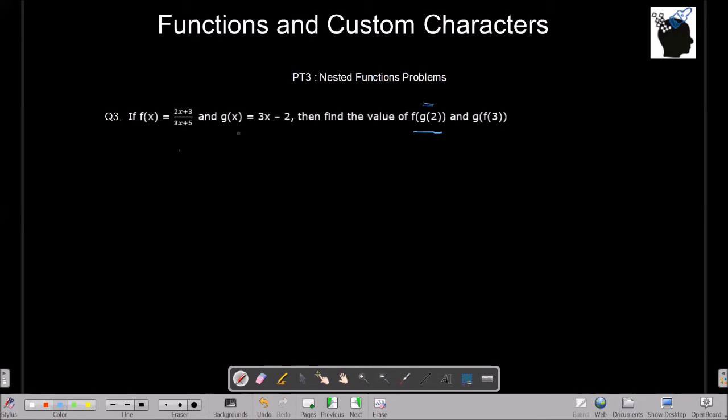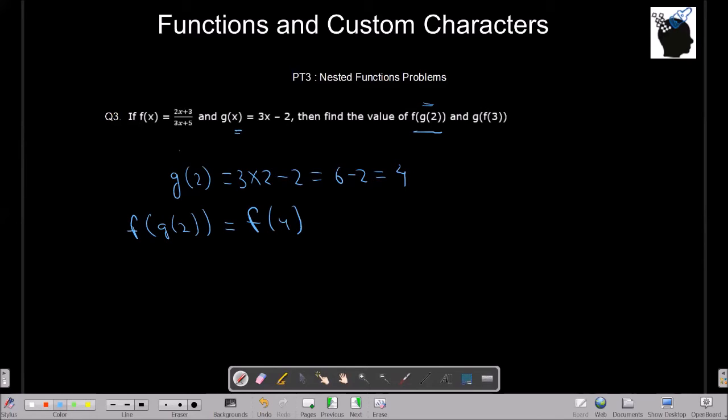We'll compare the brackets. So we have to replace x with 2 to have g of 2 as 3 into 2 minus 2, which is 6 minus 2, or nothing but 4. That means f of g of 2 is equal to f of 4. We'll again compare the brackets and replace x with 4 to have 2 into 4 plus 3 divided by 3 into 4 plus 5, which is nothing but 8 plus 3, 11, and 12 plus 5, 17.